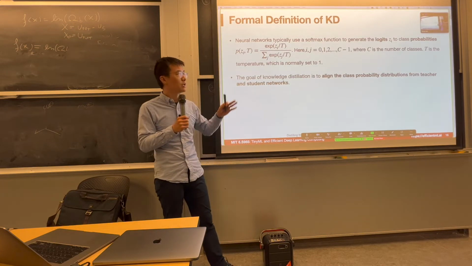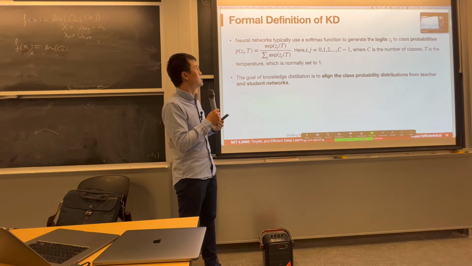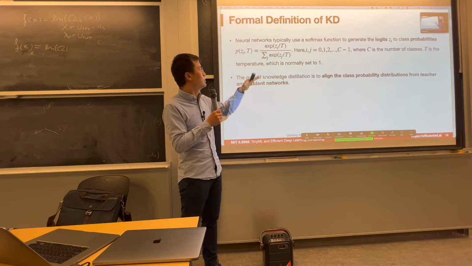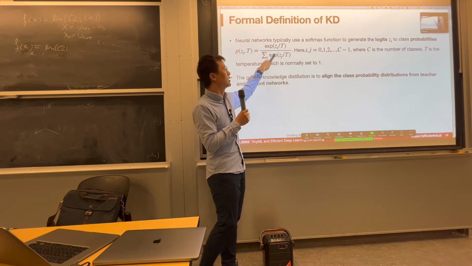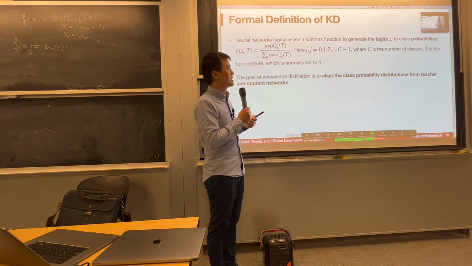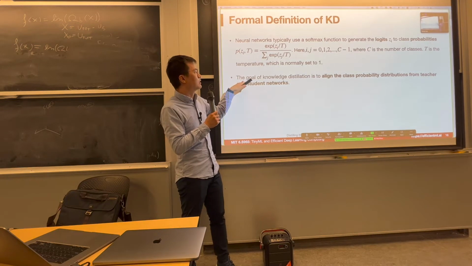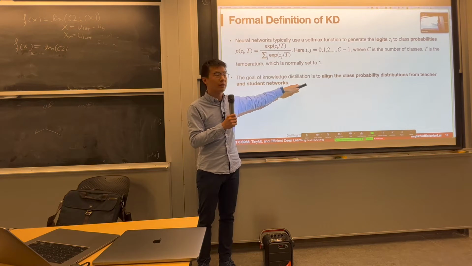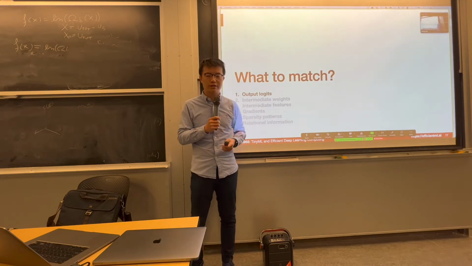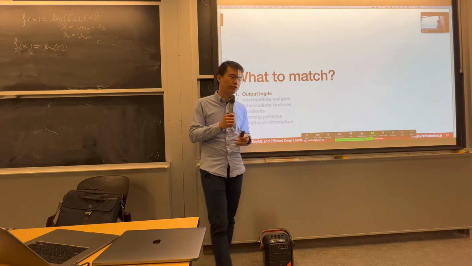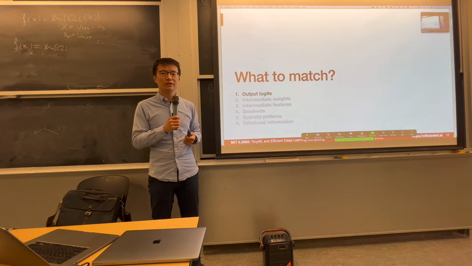Having talked about those intuitions, let's formulate it in math to see what exactly we are trying to match in knowledge distillation. We have the teacher model, we have the student model, T is the temperature, and z_i is the logit for class i. We calculate the softmax of the different classes, where C is the number of classes and T is the temperature, which is normally set to 1. The goal of knowledge distillation is to align the class probability distributions between the teacher model and the student model. Just like what we showed in the image before, if the student model is less confident, by learning the logits from the teacher model, it is going to be more confident.